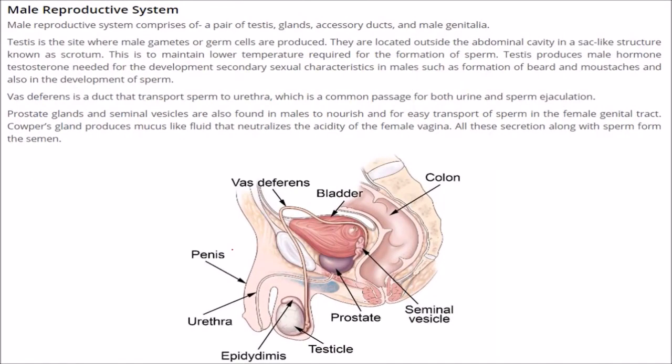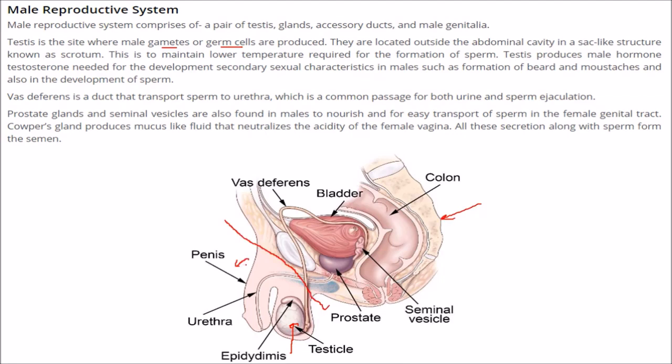This is the male reproductive system. The male reproductive system comprises a pair of testes, glands, accessory ducts and male genitalia. The testis is on this side. This is the site where male gametes, the germ cells, are produced. They are located outside the body.